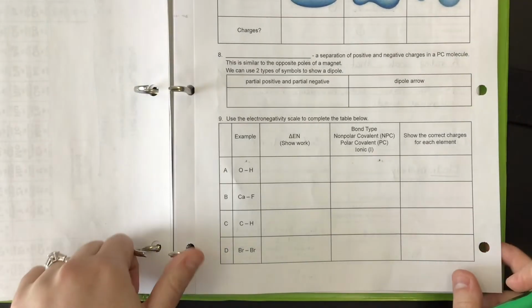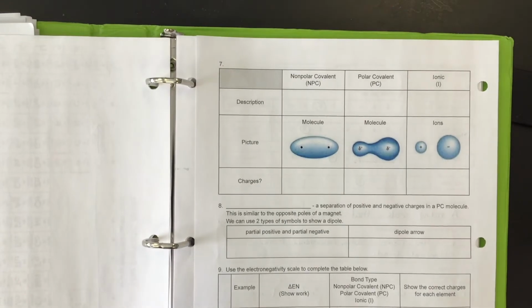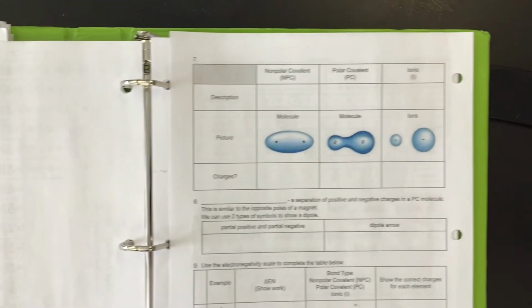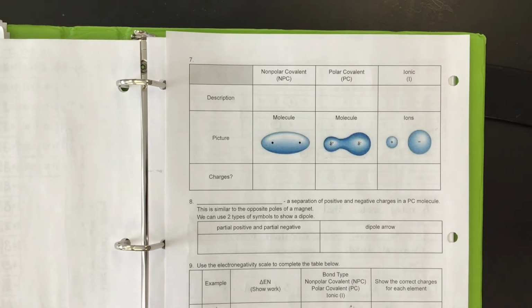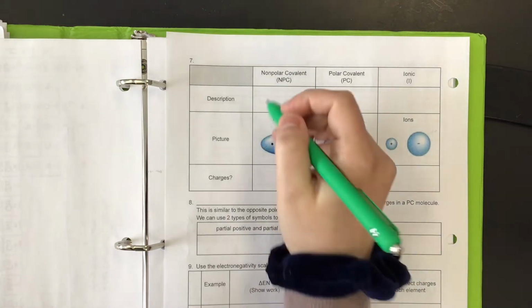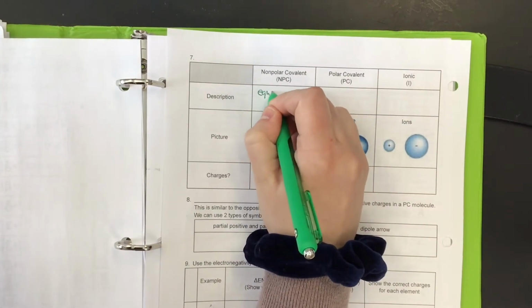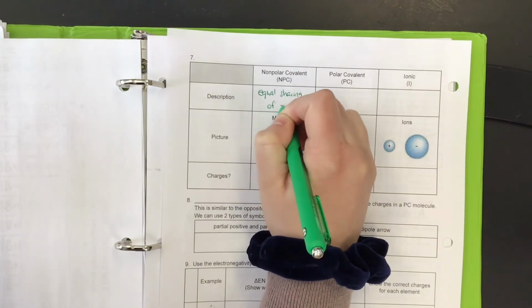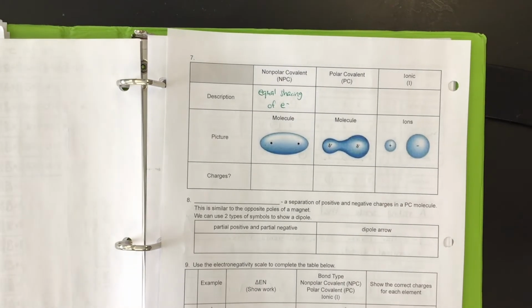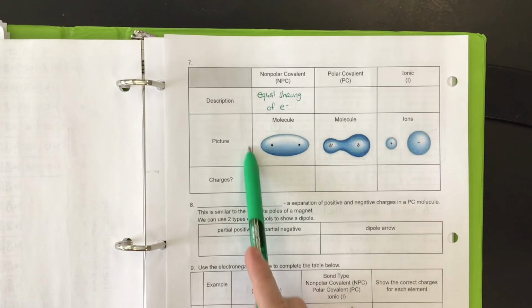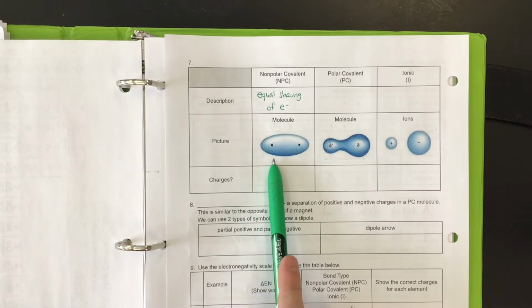All right, we're going to flip over to the back here. So now we're going to talk about the different types on that continuum. Okay, remember if it falls below 0.4, it's what we call nonpolar covalent. So this is a perfect equal sharing of those electrons. Okay, so in this picture here, the bigger the field, the more electrons are around.